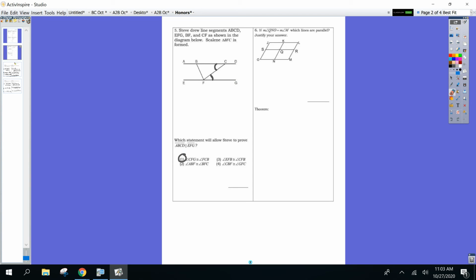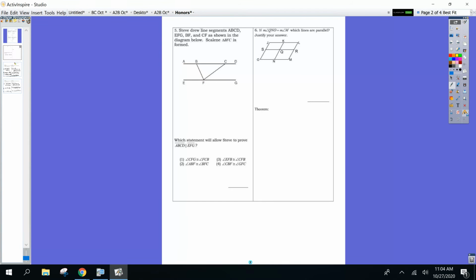Let's go through the other choices that some of you guys may have picked. Choice 2, ABF and BFC. Now, some of you may have said, hey, they're alternate interior. No, they're not. Watch. If I'm going to do alternate interior, ABF should have been matched up with BFG, not BFC. Okay, those are not alternate interior angles. It's ABF and BFG if they were going to be alternate interior, not BFC.